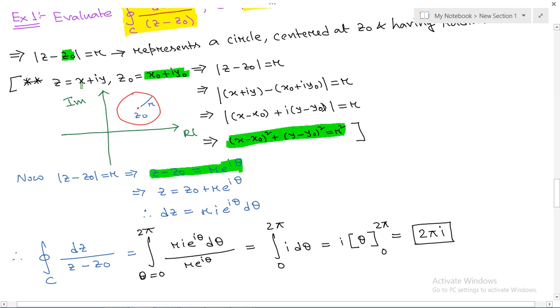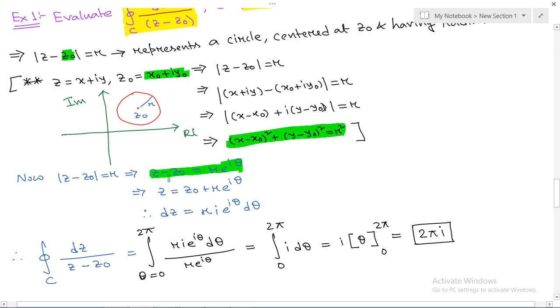Just substitute x = r cos θ, y = r sin θ. You can get this form z - z0 = r e^(iθ) from the equation of the circle. So z0 is the fixed point and z is our variable point, and θ is also varying, right? Now how will θ range for a circle? θ will start from 0, and to get the whole circle we have to rotate θ by 360 degrees, that is 0 to 2π. So θ will range from 0 to 2π, and z is the variable here.